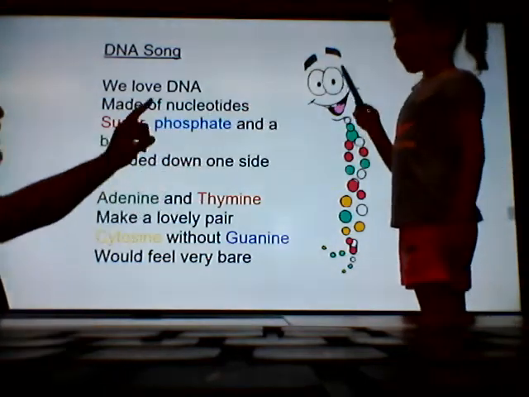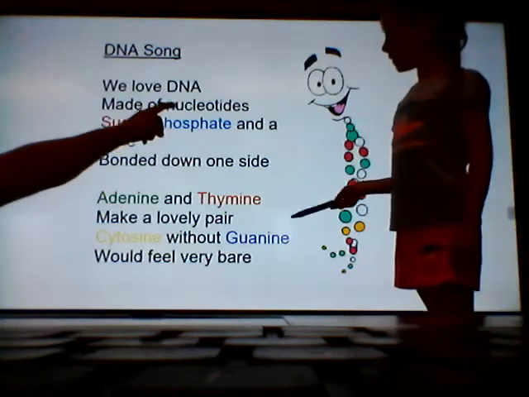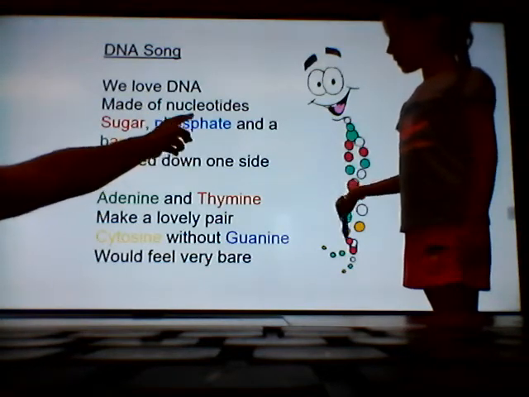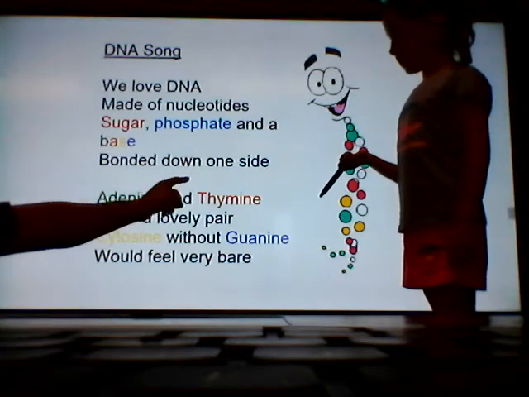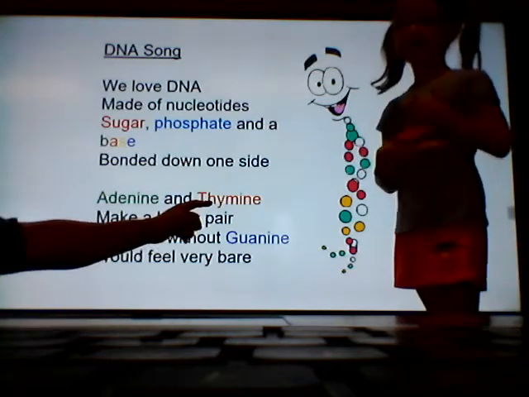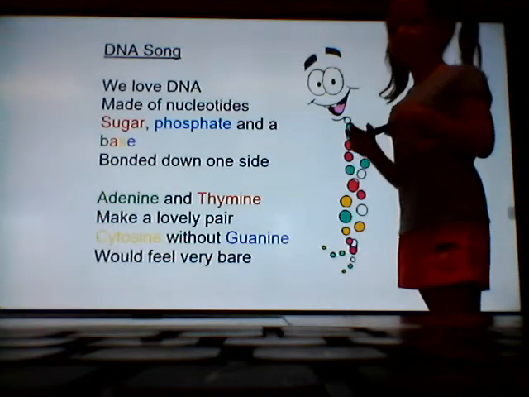So, we love DNA, made of nucleotides, sugar, phosphate, and a base bonded down one side. Adenine and thymine make a lovely pair. Cytosine without guanine would feel very bare.